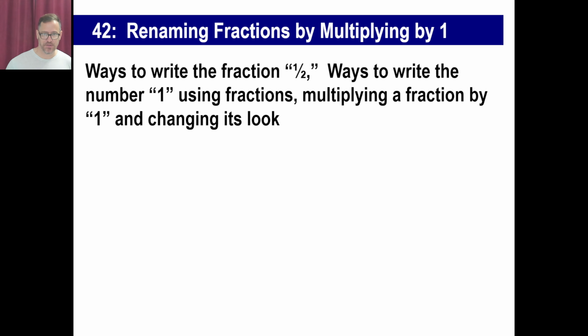Let's talk about fractions, ways to write the fraction 1/2. We probably all know you can write 1/2 as 2/4 or 3/6 or 10/20, any two numbers, the top of which is half of the bottom number. In fact, you can do the same thing with the number 1. If you write it as a fraction, you just write something over 1. But you can also write 1 over 1, because 1 divided by 1 is 1.